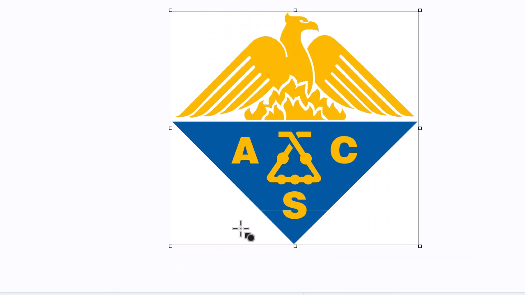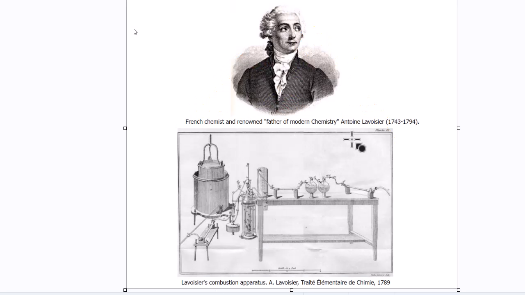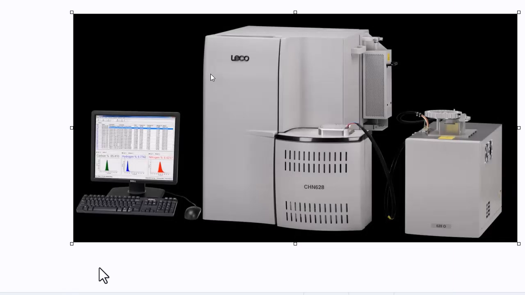The American Chemical Society, one of the largest professional societies in the world, uses the combustion apparatus, where they bubbled and collected these gases to analyze substances. This is their logo. They've got the phoenix, where you burn this mythical creature and it will arise from its ashes. And from these ashes, we're able to analyze and find out about substances. Now, remember, we had Antoine Lavoisier doing this back in the late 1700s. And we're still using it today.